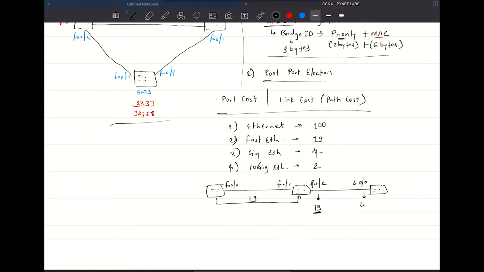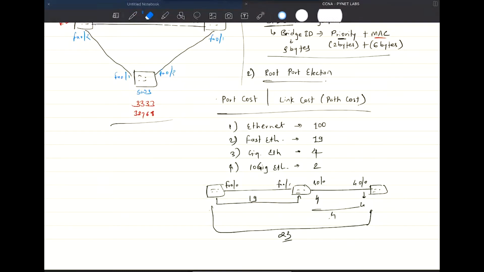But if this particular link also is a gig Ethernet, that gig 0/0, then the cost will be changed from 19 to 4, and the path cost becomes 4. So the entire path cost in order to reach out from source to destination will be 23. Do you all agree with that? Okay.